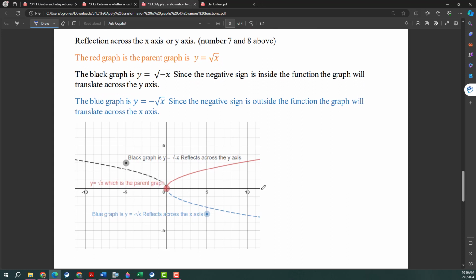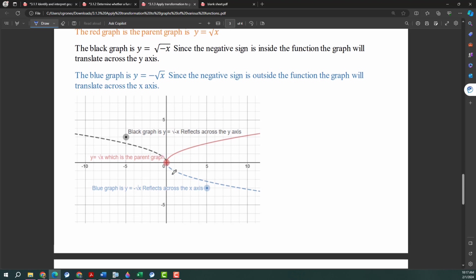The last ones are going to be the reflections. So we have our original parent graph, y equals the square root of x, and then if we have the square root of negative x, we are going to translate across the y-axis, so it's going to reflect over our vertical line. If it is negative square root of x, you're going to translate across the x-axis. That is going to be our blue graph down here.